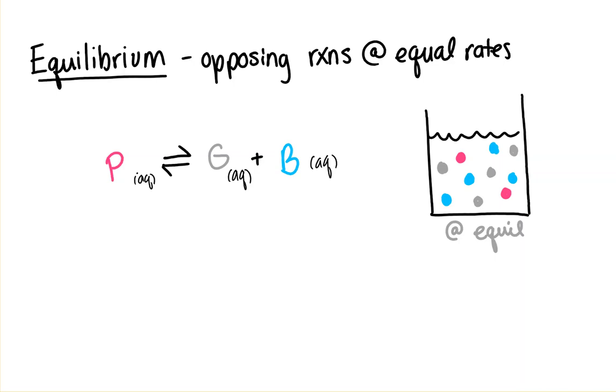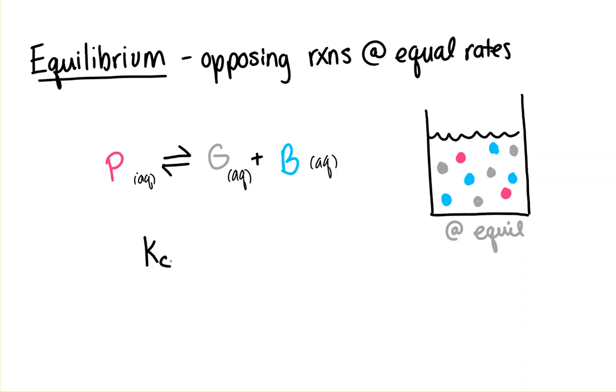In this case, I've used colors so we can kind of eyeball it and see where we are. It looks like the blue and the gray are more favorable than the pink. So in other words, this is at equilibrium and products are favored over reactants. And we can describe that relationship of products to reactants as an equilibrium constant.